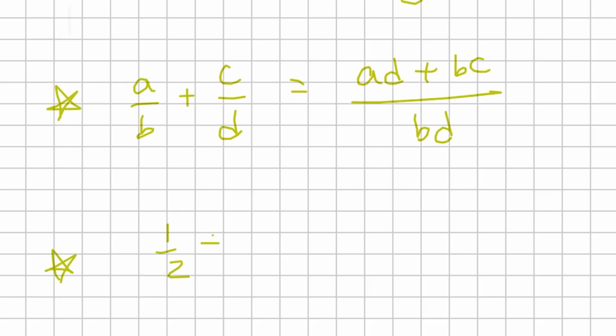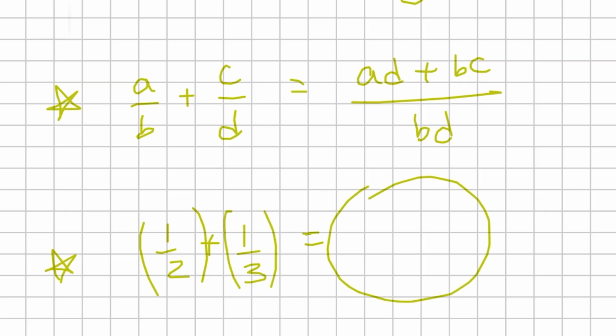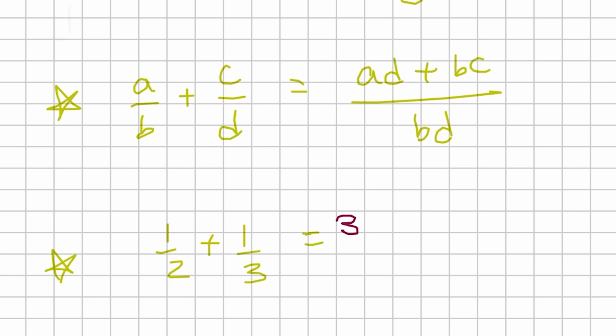See, if I write 1 by 2 plus 1 by 3, can you tell me directly what the answer will be? You're adding two fractions. Can you directly tell me the answer by doing this method? Okay, so you go 3 times 1 plus 2 times 1 is 5 over 6.